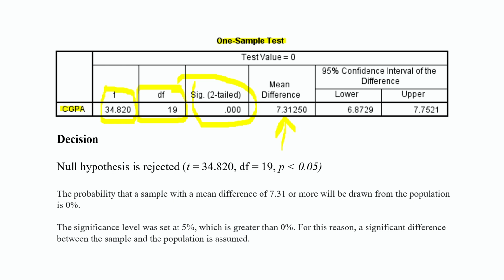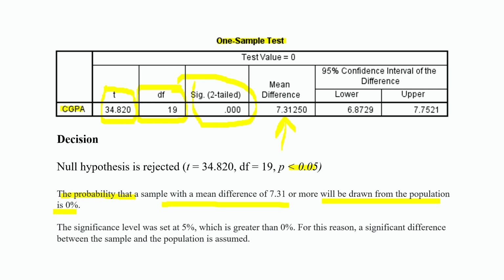How will we see the result here? First, you have to check the t value. That means the calculated t value of this test is 34.820 with a degree of freedom of 19, and the p value is less than 0.05. That is the answer. So how do you interpret this result? The probability that a sample with mean difference 7.31 or more will be drawn from the population is 0%. That is, it is statistically significant.